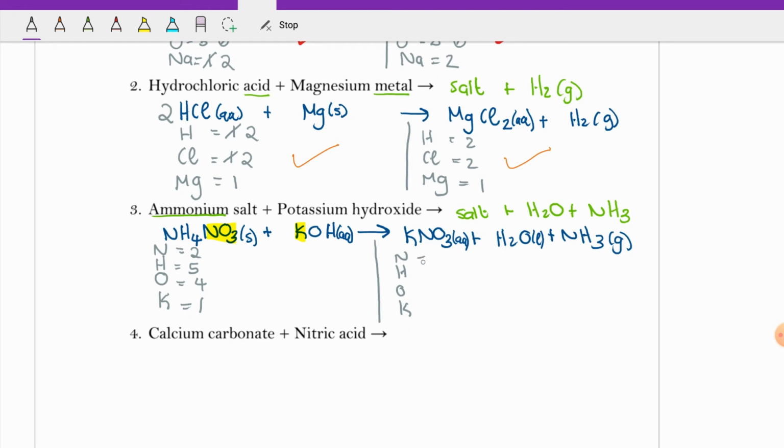On this side, how many nitrogens do you have? 1 plus that 1 is 2. You have 2 plus 3 is 5 hydrogens. How many oxygens? 3 plus 1 is 4. And how many potassiums? Only 1. So you can see that these two sides are already balanced. So your reaction equation is already balanced.